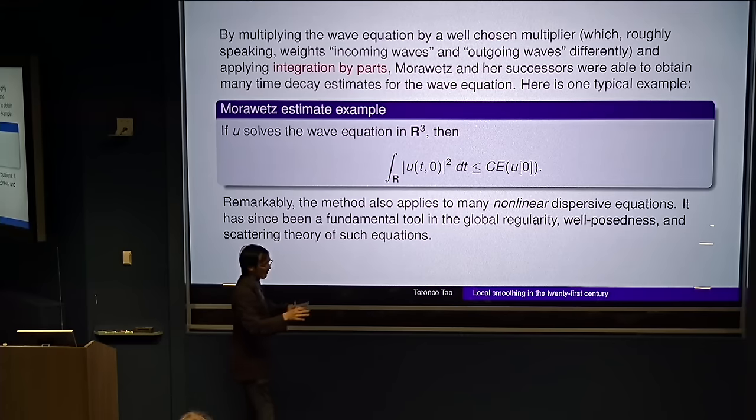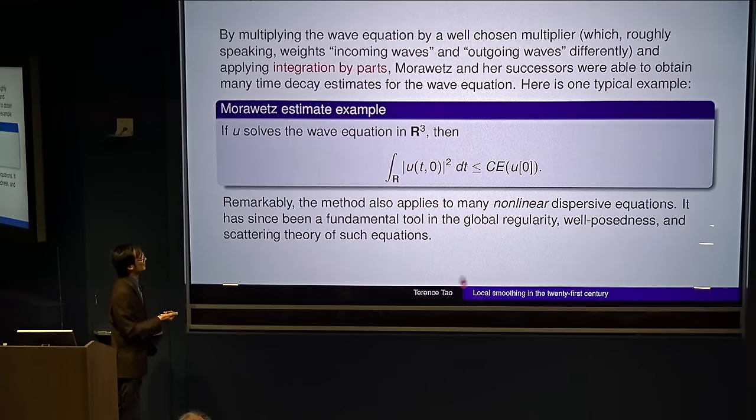So if you put all this together, you can prove these Morawetz estimates. There's a bunch of them, and they're all kind of useful. Here's one of the simplest ones. If you have a three-dimensional wave of finite energy, there is some time decay at the spatial origin. If you look only at what the wave is doing at the spatial origin, over time, the wave will dissipate. It cannot stay high amplitude for long periods of time. It must actually decay in the sense that its total integral must be finite.